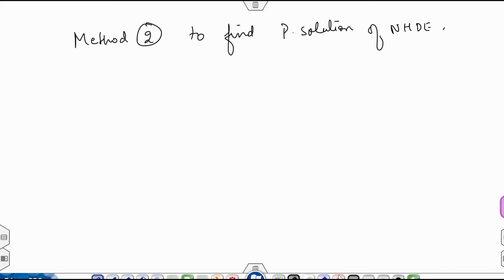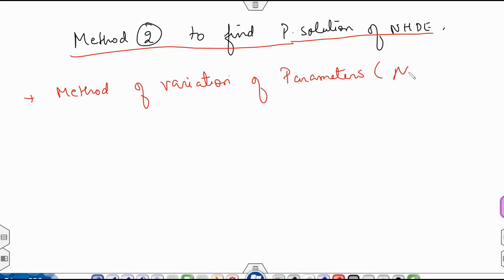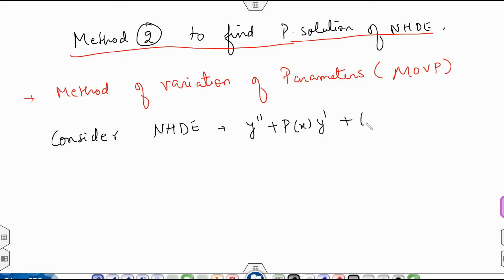So I have written the heading: method 2 to find the particular solution of a non-homogeneous differential equation, that is called the method of variation of parameters. I will call it MOVP in short. For learning this method, let us consider one non-homogeneous differential equation, that is y double dash plus p(x) y dash plus q(x) y is equal to r(x).